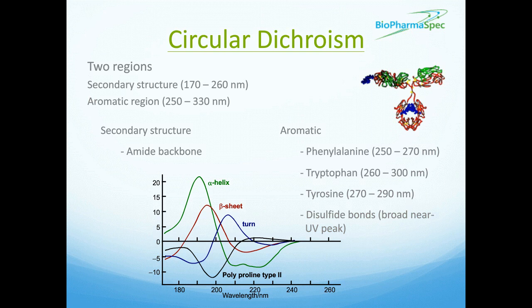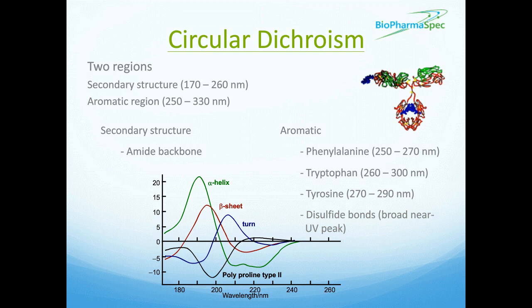You have the secondary structure, which is basically looking at from about 170 to 260 nanometers, and that is the far UV analysis. The aromatic region is generally in the absorbance range of 250 to 330 nanometers, and there you're looking at the absorbances of the circularly polarized left and right-handed light of the aromatic residues on the outside of the molecules. And here you can see where basically the absorbances of those amino acids lie.